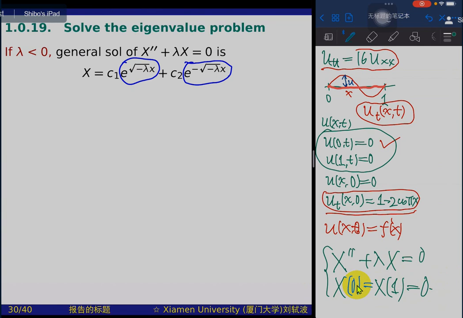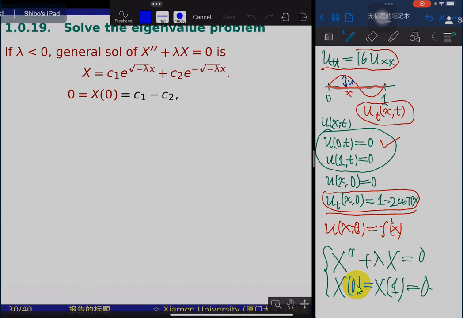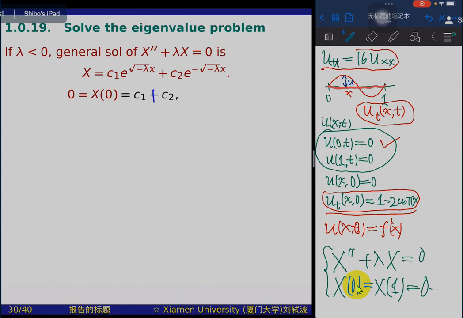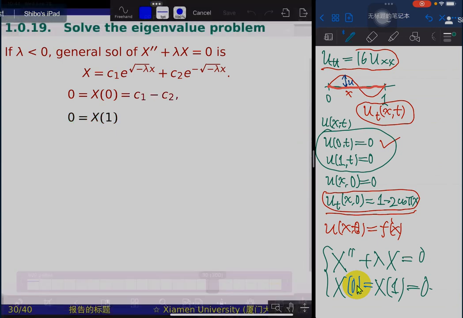Then X(0) is 0, and this is the boundary condition. From the expression for capital X, we see that X(0) is C1 plus C2. Sorry, I misprinted here. Here we should have a positive sign. X(0) is C1 plus C2, okay? Then the other boundary condition is X(1) is also 0. But X(1) is what?